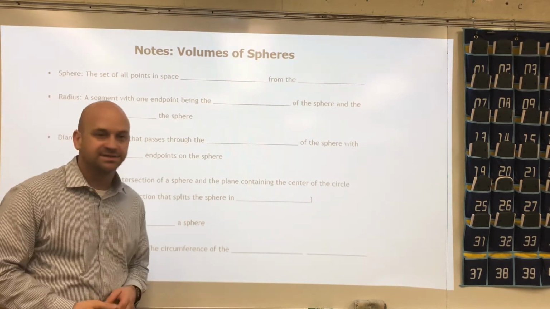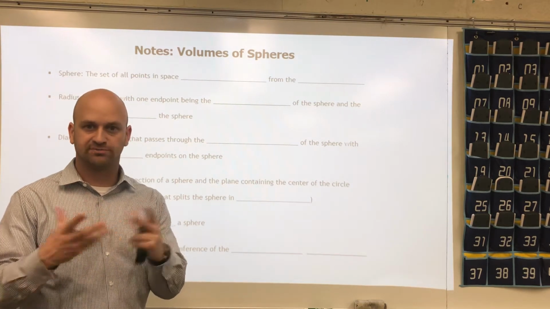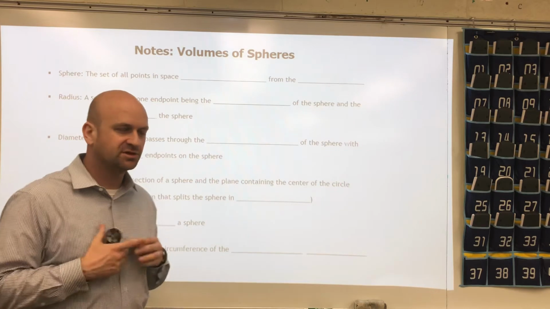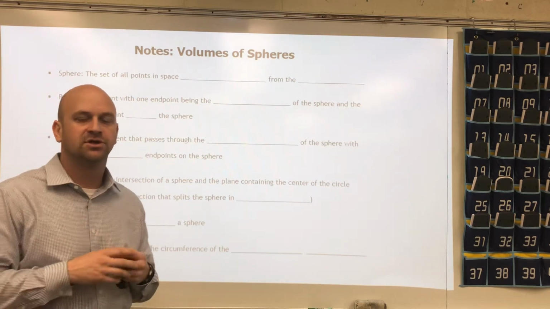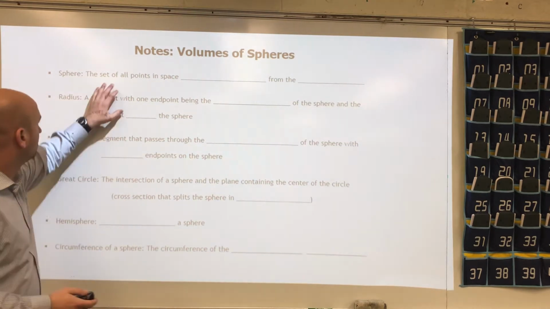All right, our next lesson is on volume of spheres, and we can think of a sphere as being just a ball, right? It's a three-dimensional shape for a ball. It's not a circle, which is two-dimensional, but a sphere is a three-dimensional shape, and we can, again, think of it like a ball.